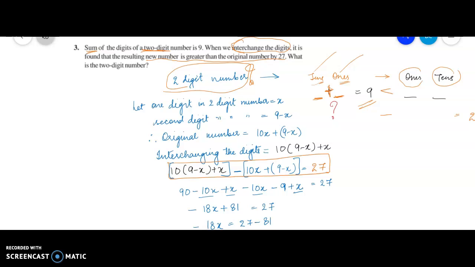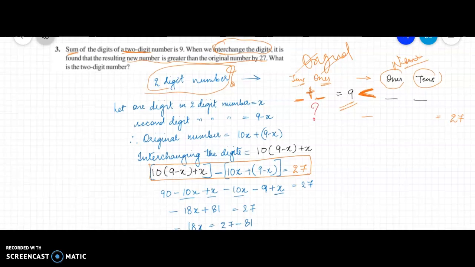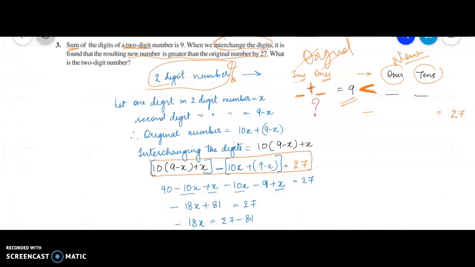Okay, now we found the resulting new number. This is the new number, and this was the original that we need to find out. So the new number is greater than the original number. Please note this. New number is greater than the original number. I'm repeating this.